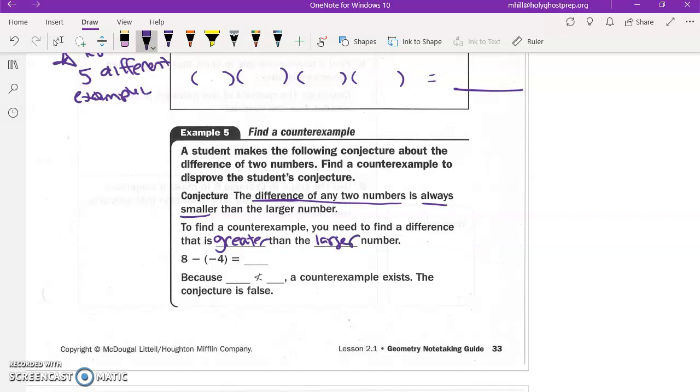8 minus a negative 4. 8 minus a negative 4 is the same thing as 8 plus 4, minus minus, add the opposite. And this is 12. Because 12 is not less than 8, a counterexample exists. So just by us showing this one example here, we disprove this kid, and he cannot say that word always. So that would be the counterexample there.